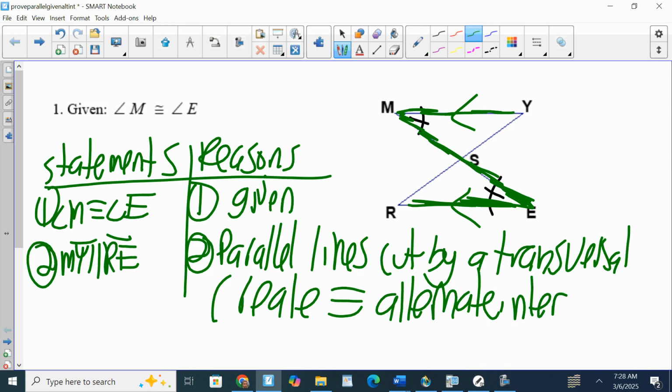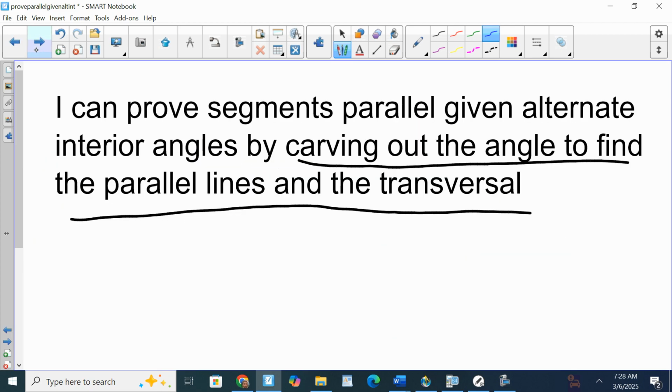When you're given two angles are congruent, specifically angles that are alternate interior angles, you want to conclude that lines are parallel, and to find those parallel lines, carve that angle out, and then as you do that, you'll find your Z, and whatever the parallel lines are in that Z are your parallel lines. I'm not going to write out all of them.